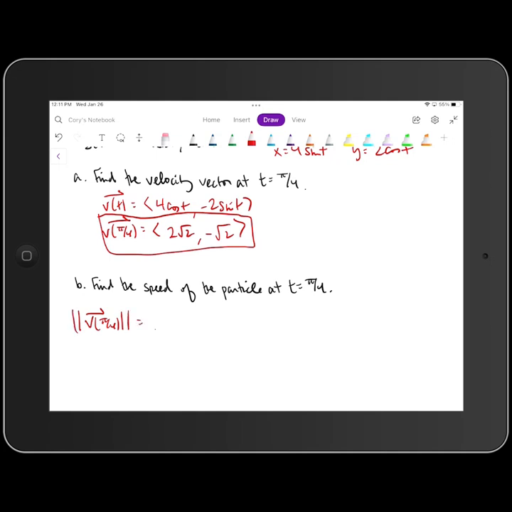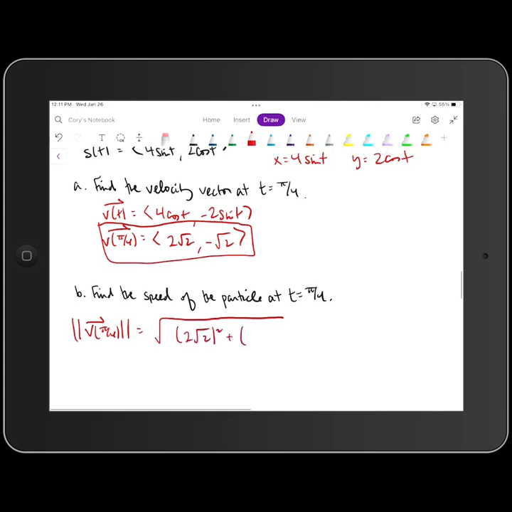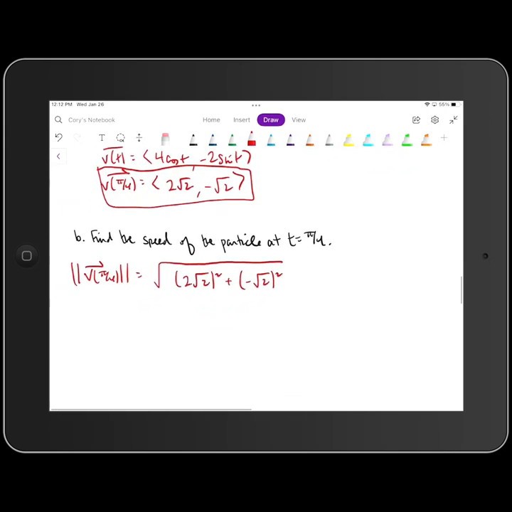Okay, so that's going to be equal to the first component of velocity at t equal to pi over 4, which we calculated to be 2 rad 2. We're squaring that, plus the second component, which is negative rad 2, which we're squaring, and then we're taking the square root of the entire thing. So that's going to be equal to 2 rad 2 squared is 8, negative rad 2 squared is 2, and that becomes rad 10. Okay, so that is the speed of your particle at that particular time.